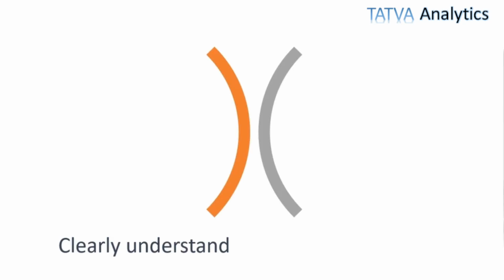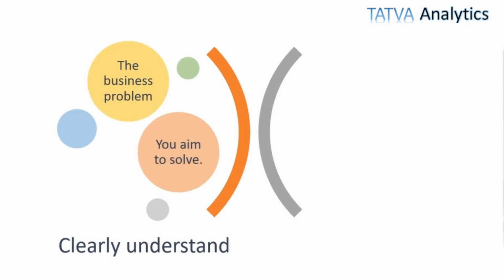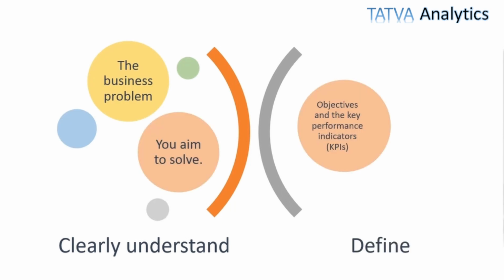You need to start by defining the business problem. There you need to clearly understand the business problem that you aim to solve, and then define the objectives and the key performance indicators that will measure the success of your solution. So you need to outrightly define how you would measure the success of your solution, and that should drive your design and development of the solution.